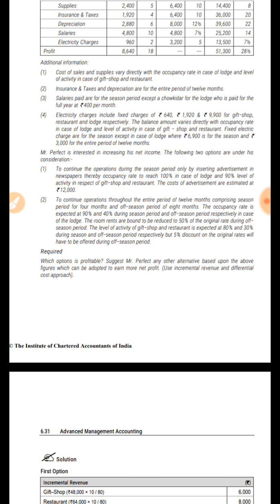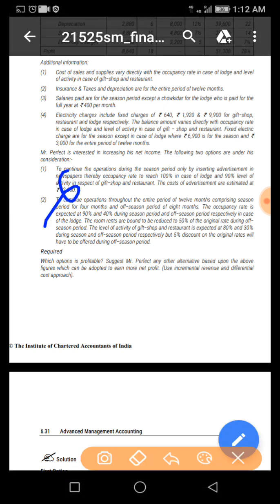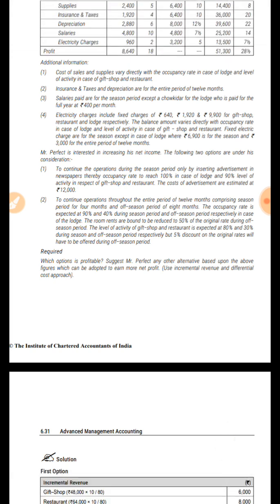Okay, so Mr. Perfect, he is interested in increasing his net income. वो क्या सोचता है कि उसके पास मतलब दो ऑप्शन है. पहला ऑप्शन में वो he is thinking like if he is spending 12,000 on advertisement and all, by giving advertisement in newspapers, he can increase the occupancy rate of lodge to 100%. पहले कितना था 90%. सो एडवर्टीजमेंट के बाद वो 100% रीच कर लेगा ऑक्यूपेंसी रेट में. एंड ये जो लेवल ऑफ एक्टिविटी है गिफ्ट शॉप एंड रेस्टोरेंट में, दैट ही कैन रीच टू 90%. अर्लियर इट वाज 80%. Okay, that is the first option.